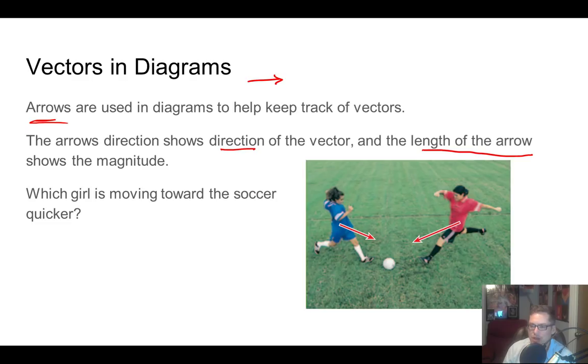Okay, so here's some velocity vectors on these girls playing soccer. They're both headed towards the soccer ball. I see that? They're both pointed at the soccer ball. But because the red arrow on the girl here is longer, that means this red girl is moving faster than the one in blue. Right? These are velocity vectors. They have the direction, they're pointing at the ball. But because the red girl's arrow is longer, it has a bigger magnitude. That means she's going faster. Okay?